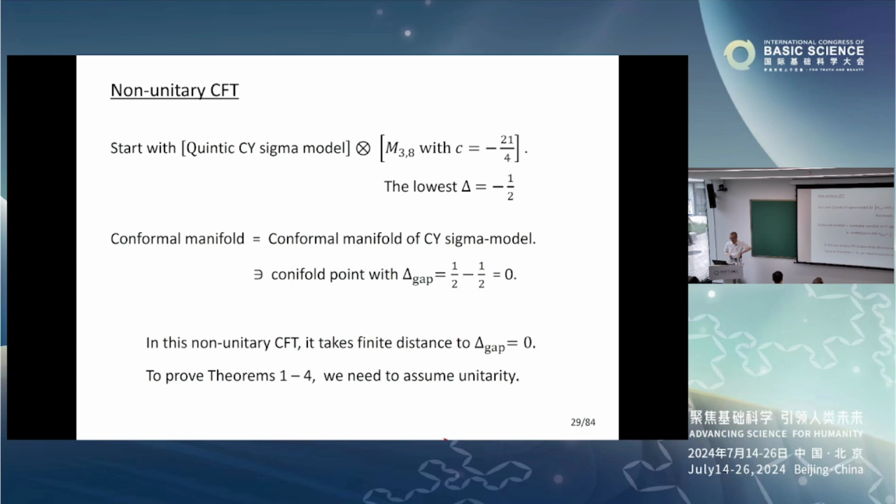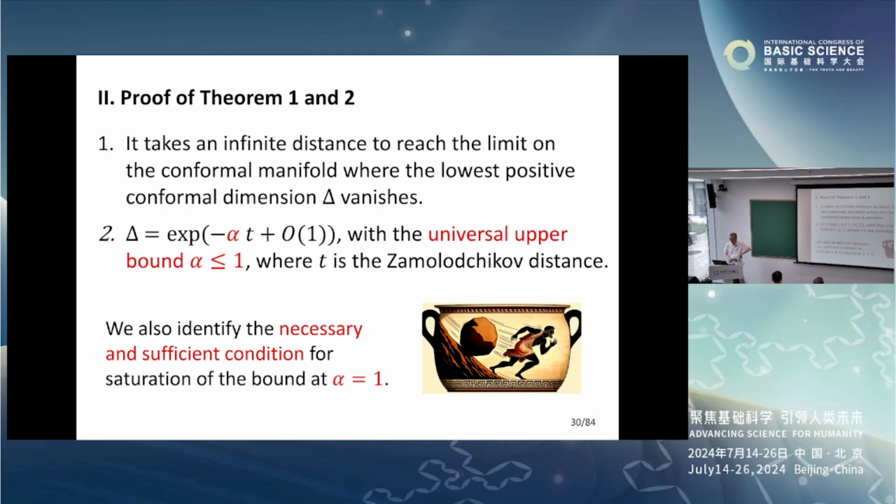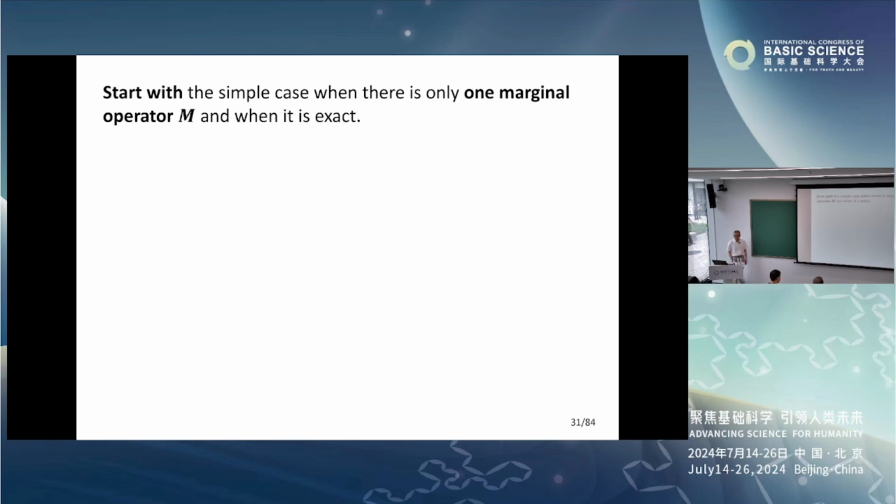Here I have some examples of non-unitary conformal field theory where some of the assumptions are violated, and indeed the theorem is violated too. But in view of time, I'm going to skip this example. So I'm going to first prove the first two statements, which is that it takes infinite distance to reach the limit. And in that limit, the conformal dimension decays exponentially, and this coefficient is bounded by 1. Okay, and so here is a proof.